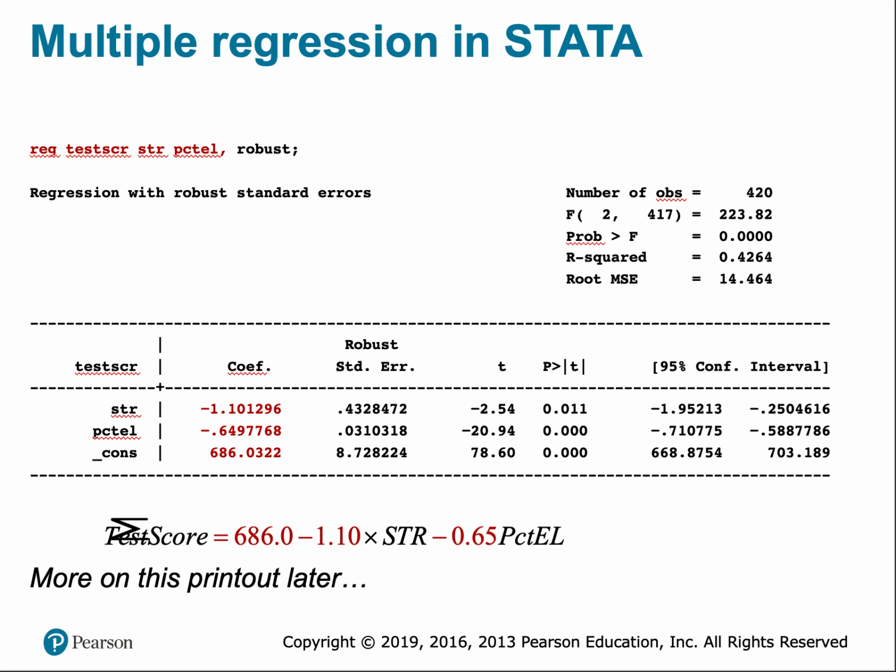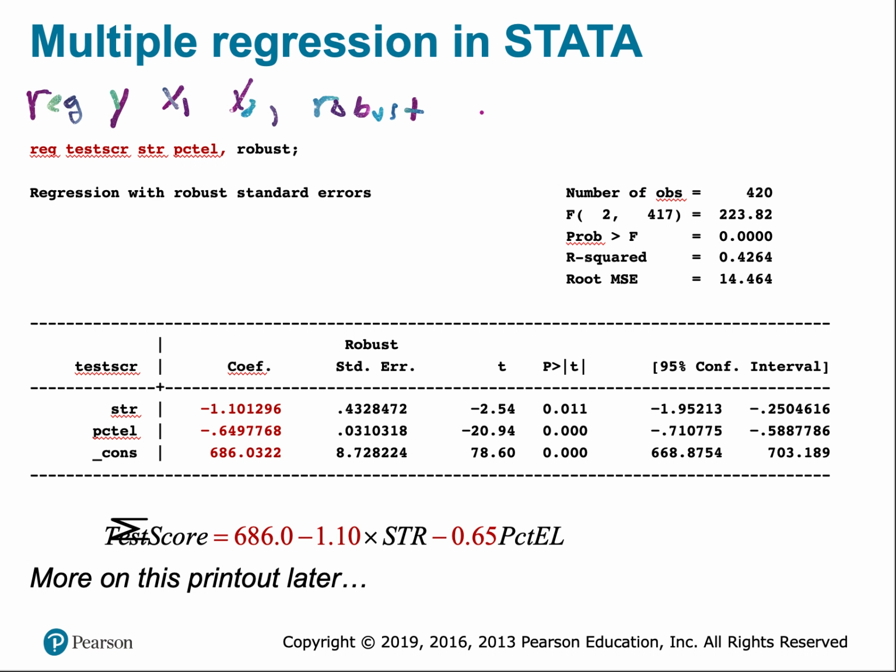Let's look at how this plays out in Stata. This will always be our syntax: reg y x1 x2, comma robust. And in this case, y is the test score, x1 is the student-to-teacher ratio, x2 is the percent of English learners.